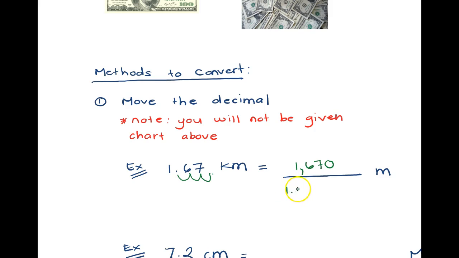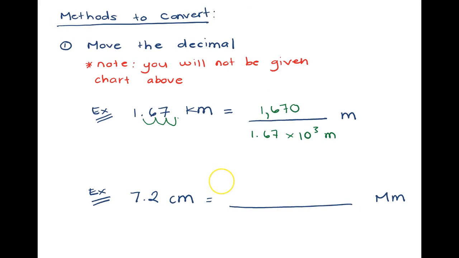So I could write 1.67 times 10 to the 3 meters. Doesn't matter, either way is fine. Okay, let's look at one more. So in this case, I'm starting with centi.